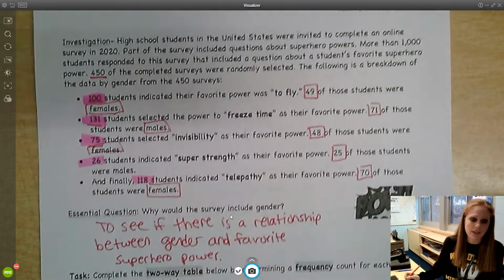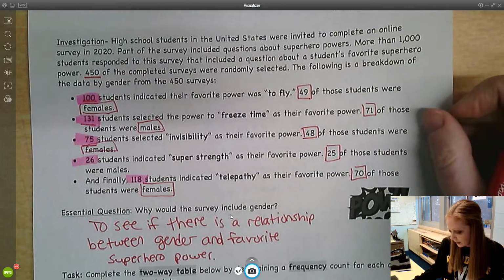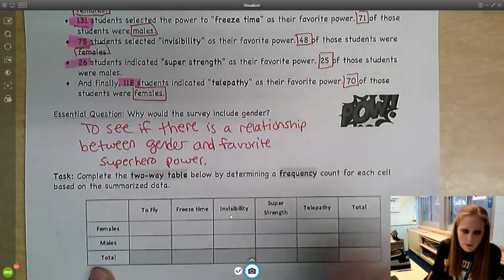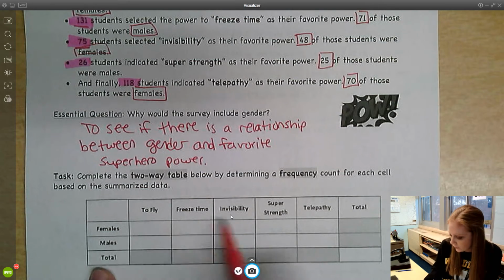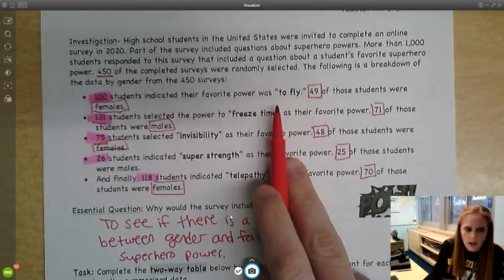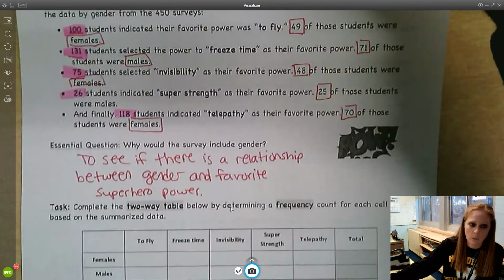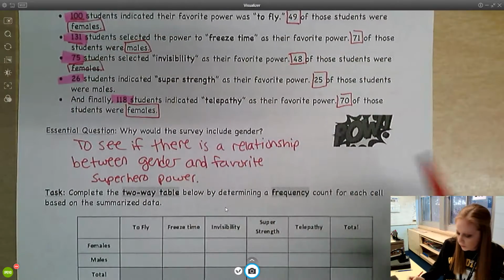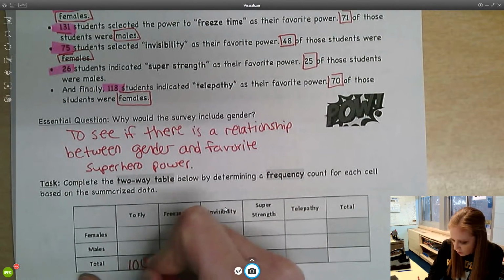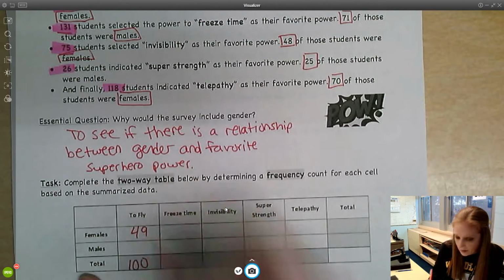Okay, now we're going to put this data into a two-way table by determining a frequency count for each cell based on the summarized data. So here's our table. We have females and males, and then we have all of the different superpowers that were listed. So let's see, to fly. 100 students indicated their favorite power was to fly, and 49 of them were females. So for the superpower of flying, there was 100 students total that picked that, and if 49 of them were females, we can put that there.